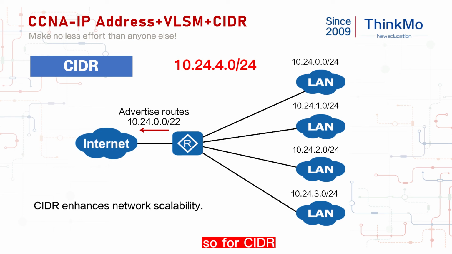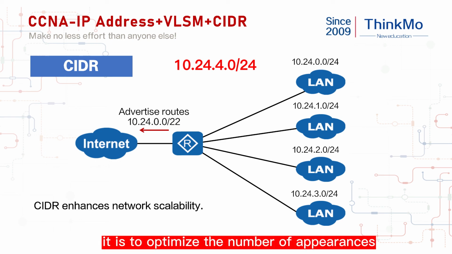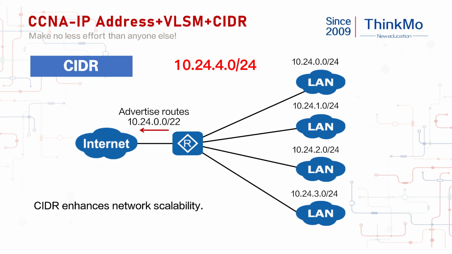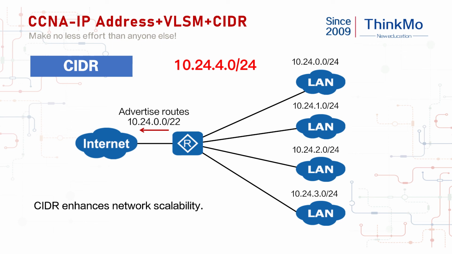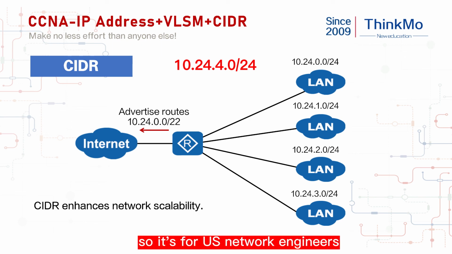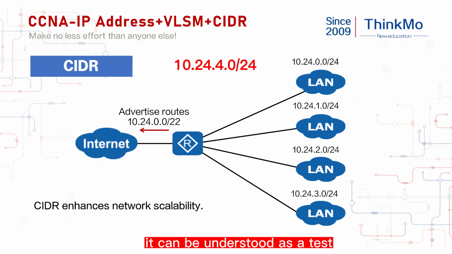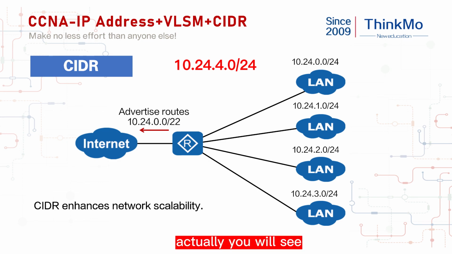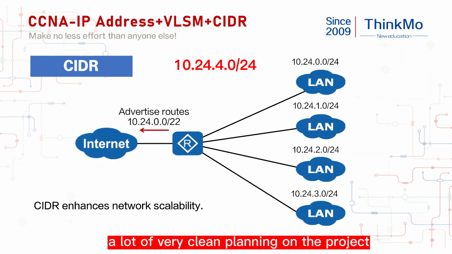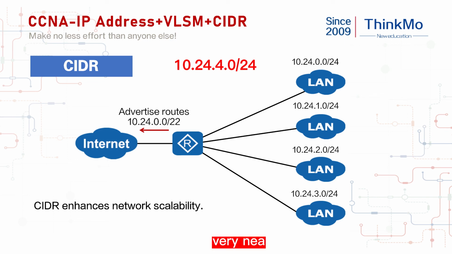VLSM is for IP address savings and achieves the purpose of dividing a network segment. CIDR is to optimize the number of entries and reduce announcement items. In fact, the two are combined. So for us network engineers, it can be understood as a test. If you are a very good engineer, in the future you will actually see a lot of very clean planning on projects. Is the overall network planning very neat?